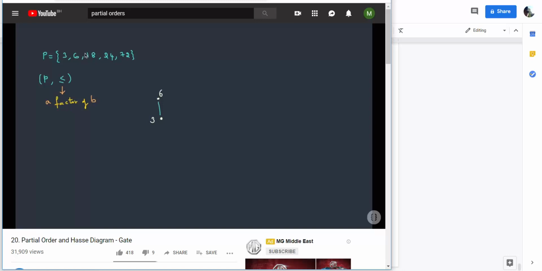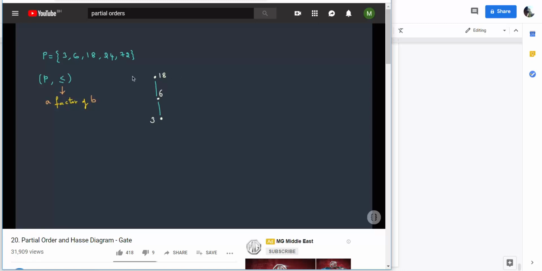Is 6 a factor of 18? Yes, it is. So 18 will be in the next level. Now the base element is 18. When we compare with 24, is 18 a factor of 24? No. Whenever the relation does not satisfy, we need to move one level back. So check with 6. Is 6 a factor of 24? Yes, it is. Therefore, we need to put 24 above level 6.